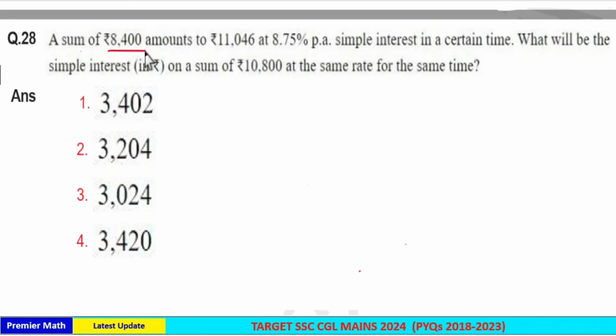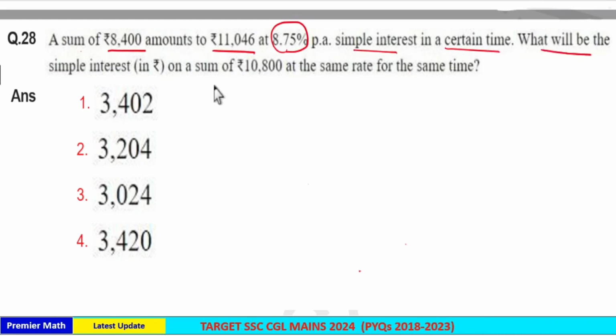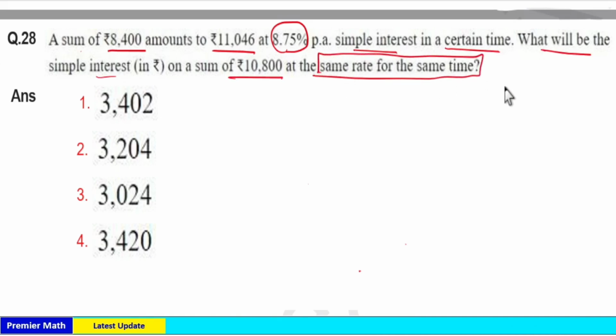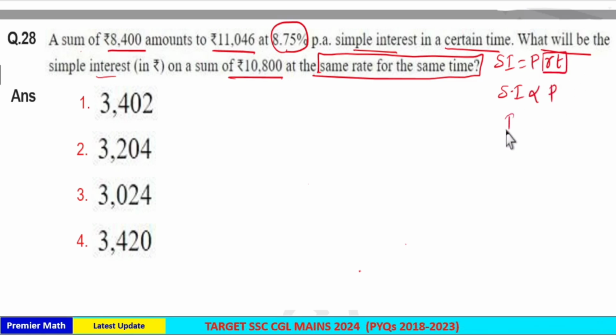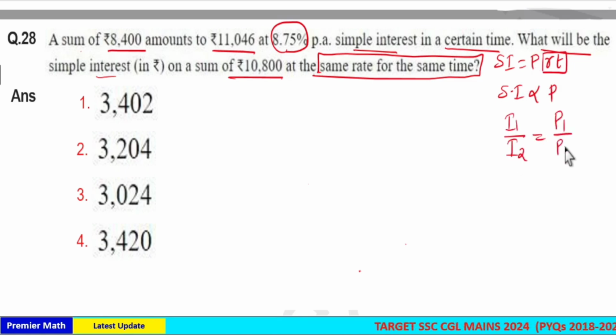A sum of rupees 8400 amounts to rupees 11,046 at 8.75% per annum simple interest in a certain time. What will be the simple interest on a sum of rupees 10,800 at the same rate for the same time? Here rate and time are equal, which means simple interest earned is directly proportional to the principal. Simple interest is equal to principal into rate into time. Rate and time are equal in both cases, so only the principal is varying. Then interest earned is directly proportional to principal, that is, the interest ratio is directly proportional to the respective principal ratio.